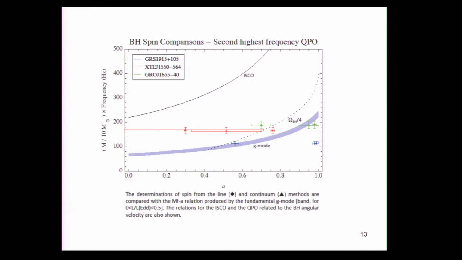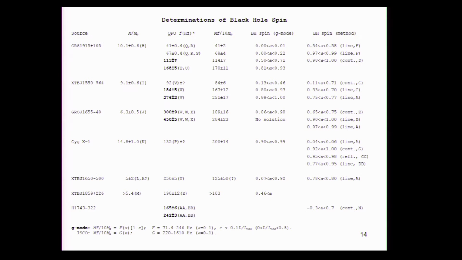Here's the second highest frequency. Here we get better agreement, both with our G mode and with the magnetically choked flows, although there's significant discrepancies, but there's discrepancies in the spin measurements as well. So time will tell what's going on here, but we're not grossly inconsistent with the spin measurements from these other methods. So this is the main takeaway slide. And of course, the ISCO is even less able to explain this. So all ISCO models are out.